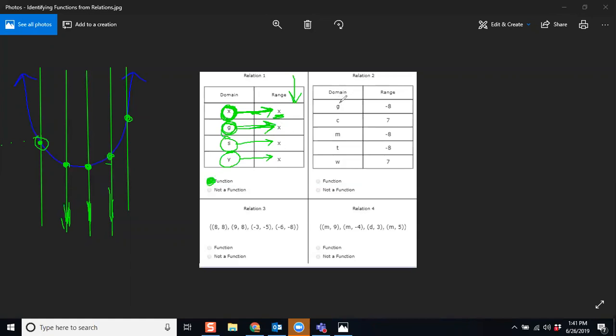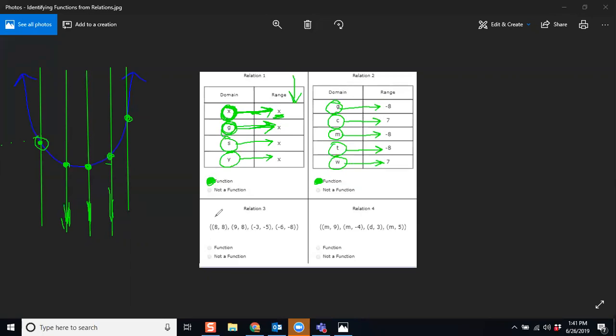This right here, if I plug in a g, I always get -8. If I plug in c, I always get 7. I plug in m, I always get -8. I plug in t, I always get -8. I plug in a w, I always get 7. That is a function. It is predictable, and that is what we're looking for.